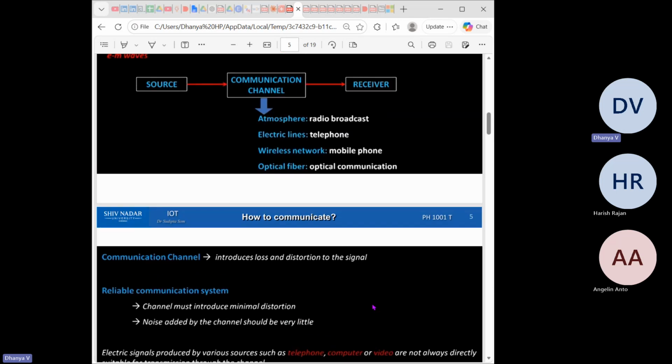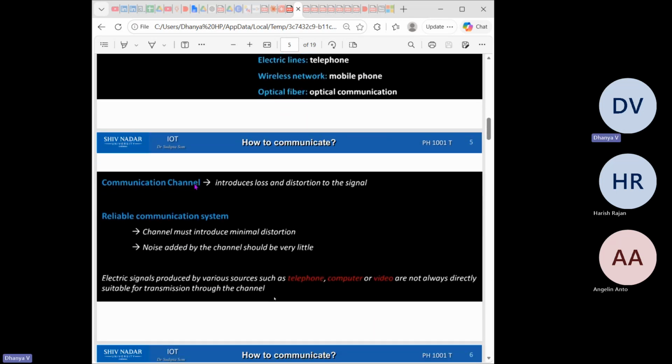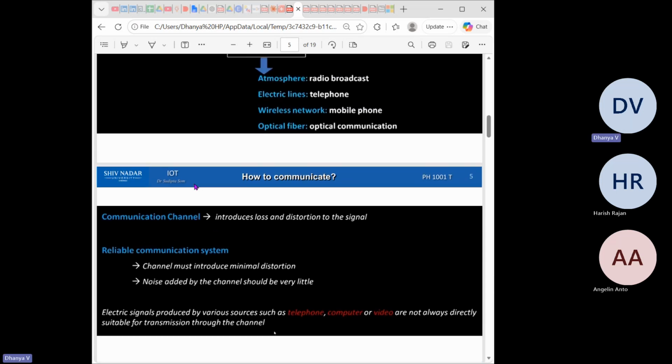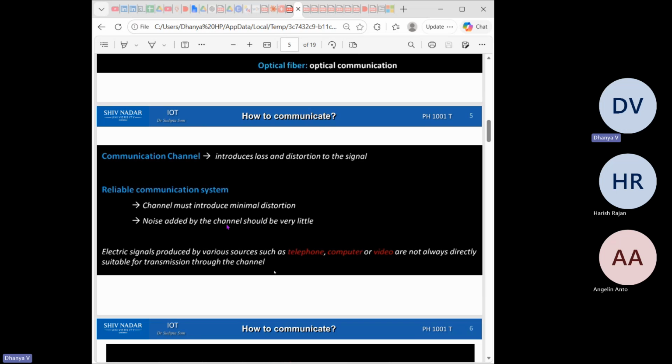Your communication channel introduces some amount of loss and distortion to the signal. So what should a reliable communication system be like? First, there should be minimal distortion. And the noise added by the channel should be very little. Essentially, both are the same point: minimal distortion and very little noise.